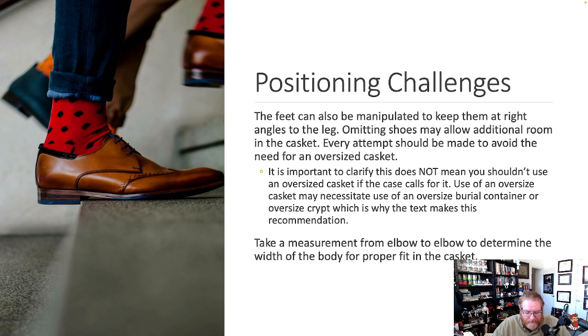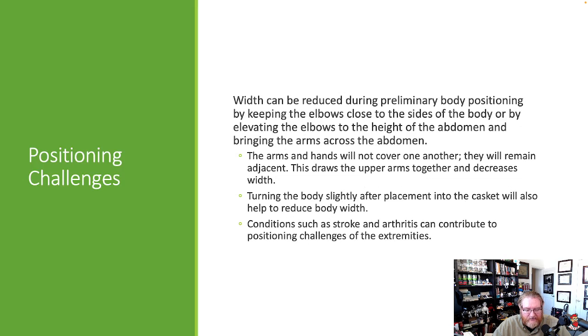Take a measurement from elbow to elbow to determine the proper width of the body for proper fit in the casket. Width can be reduced during preliminary body positioning by keeping the elbows close to the sides of the body or by elevating the elbows to the height of the abdomen and bringing the arms across the abdomen. In other words, bringing them up this way. The arms and hands will not cover one another. They will remain adjacent. This draws the upper arms together and decreases the width. Turning the body slightly after placement will also help reduce body width, and conditions such as stroke and arthritis can contribute to positioning challenges of the extremities.